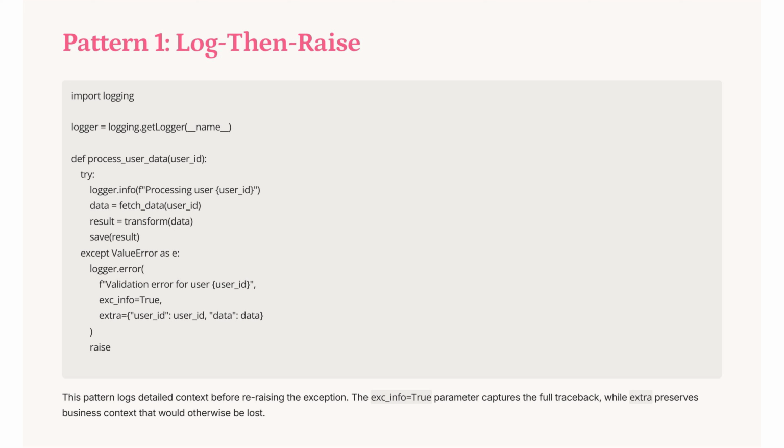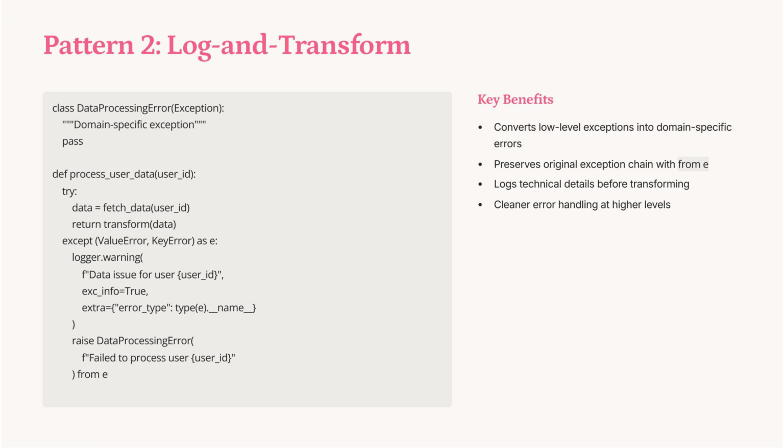user experience. The log and transform pattern enhances error handling by converting low-level exceptions into domain-specific errors, like DataProcessingError. It logs technical details, preserving the original exception chain with "from e". This approach ensures cleaner error management at higher levels, providing clarity and context for debugging.